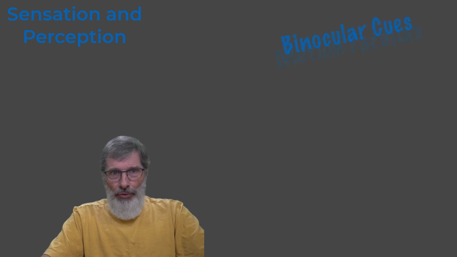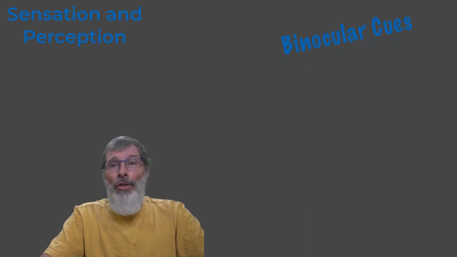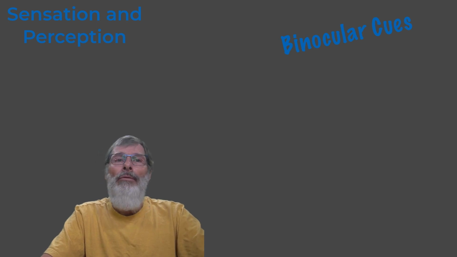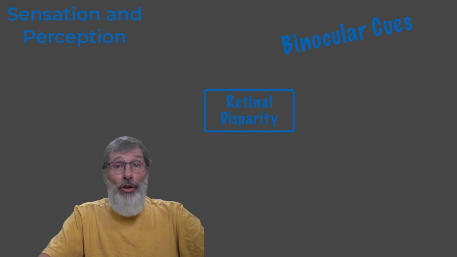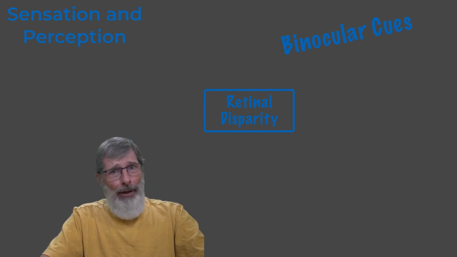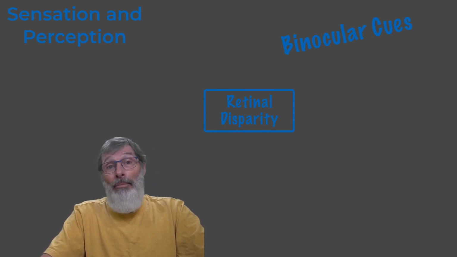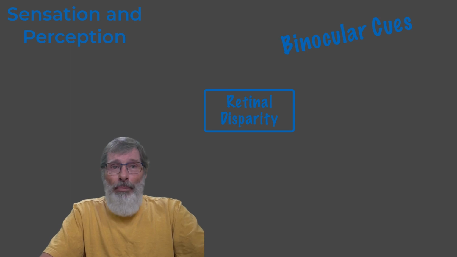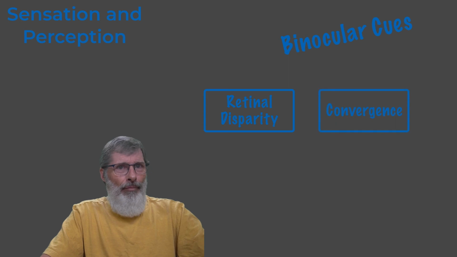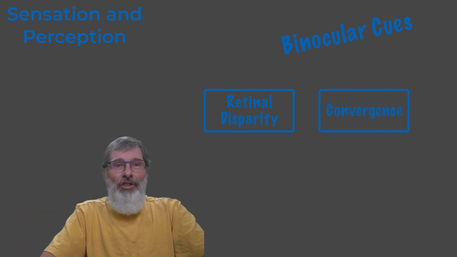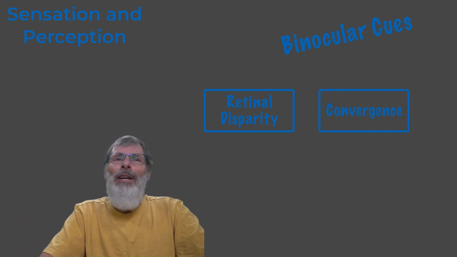Binocular cues. This involves using both eyes and includes retinal disparity and convergence. Now, retinal disparity is the difference between projected images from different angles. Closer objects have greater retinal disparity, whereas convergence can cause some tension in our eye muscles, and it provides another binocular cue for depth.